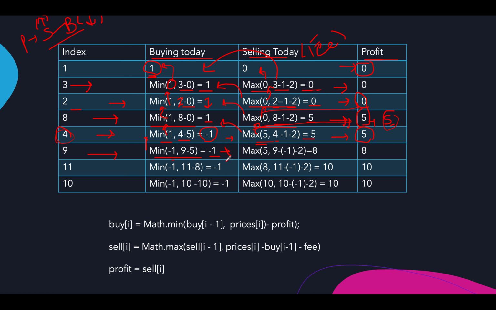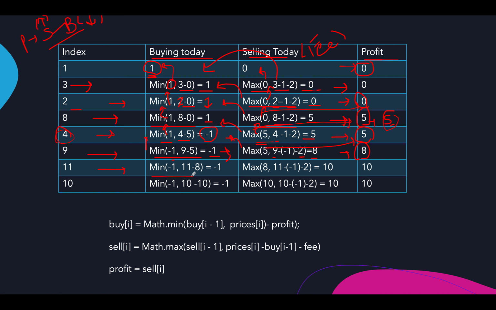And the selling today would be the previous profit, and 9 minus the previous buying cost, 9 minus minus 1 minus 2, subtracting the transaction fees. 9 plus 1 minus 2 is 8, so the profit gets updated to 8. Let's move on to the next row.